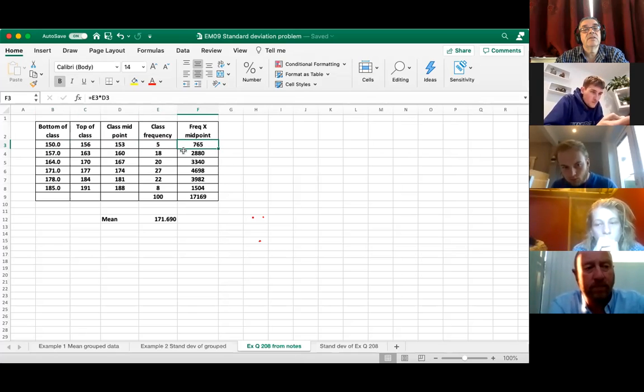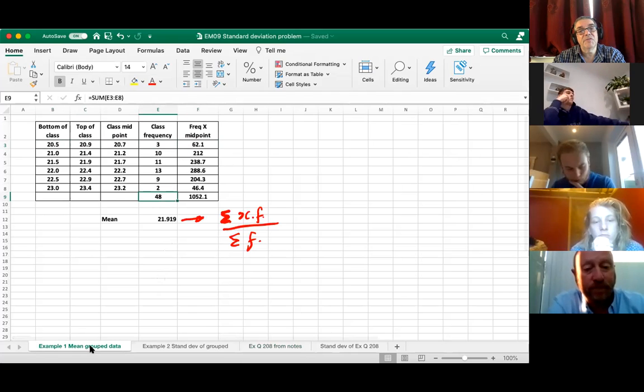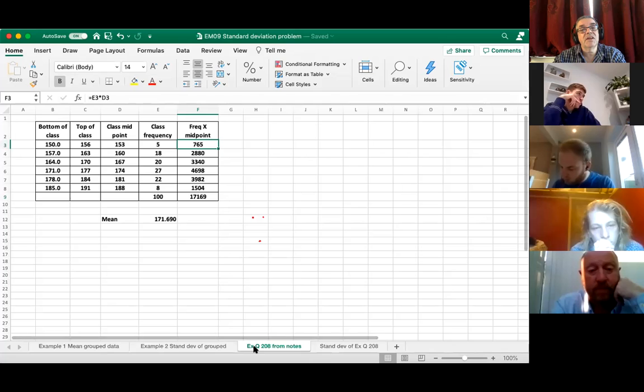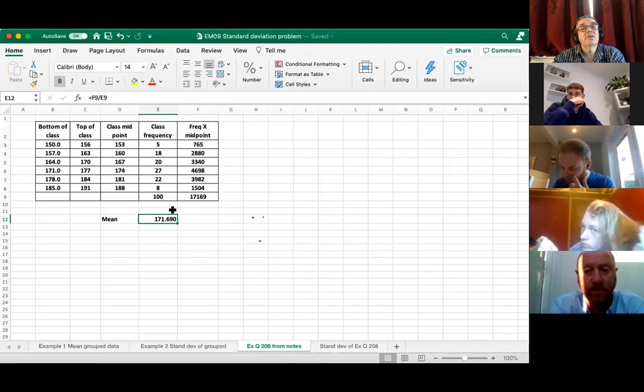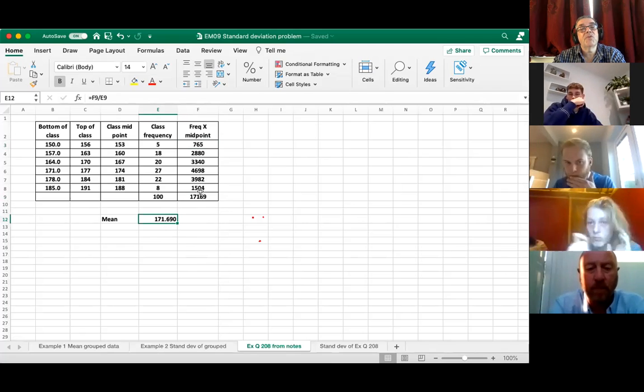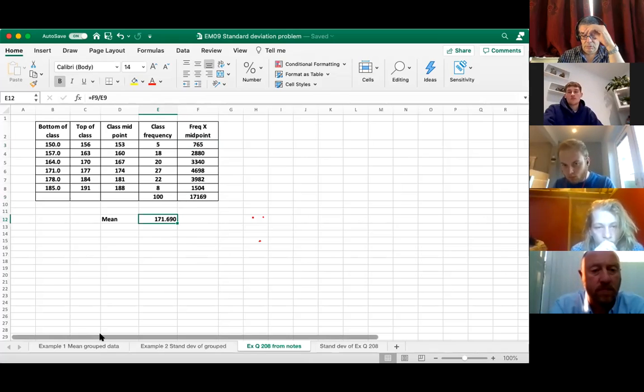D3 times E3, yeah. I managed to do that quite quickly because I copied this sheet from the problem this morning and checked everything and changed the data, and straight away got the answer to the problem, because the mean is F9, which is the sum of this column, and that's divided by E9, which is the sum of the class frequency.